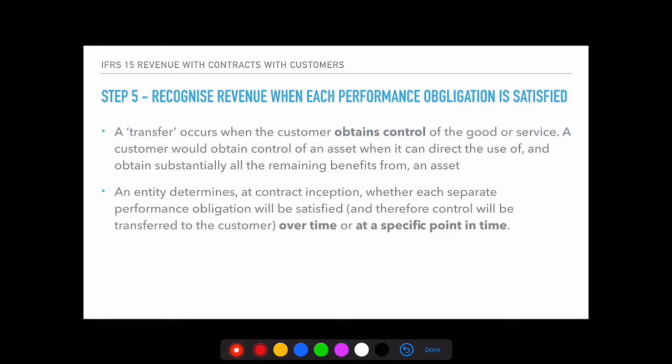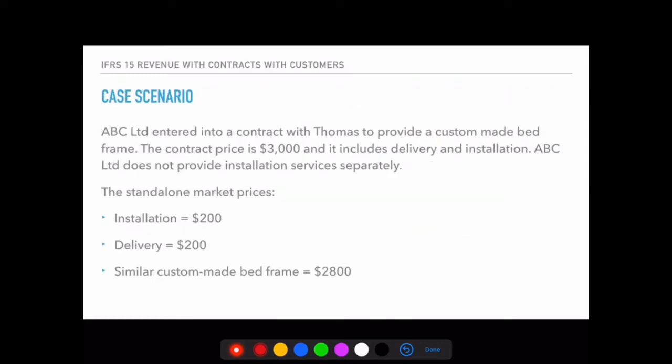Step 5 is to recognize revenue when each performance obligation is satisfied, meaning when the good or service is transferred to the customer. So it is transferred once the customer has obtained control, and revenue may be recognized over time or at a specific point in time. If you're supplying printer paper every month, you'll recognize the revenue over time, meaning it's recognized monthly once it has transferred to the customer. Alright, now let's have a look at an example.